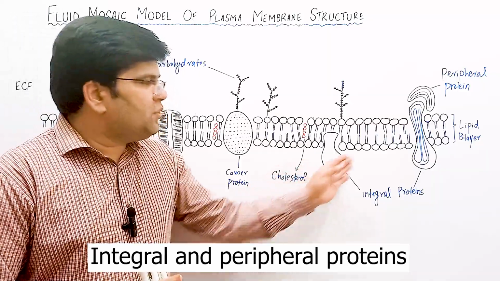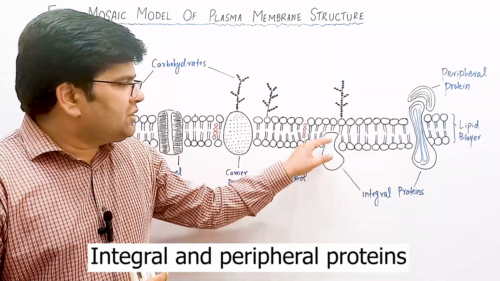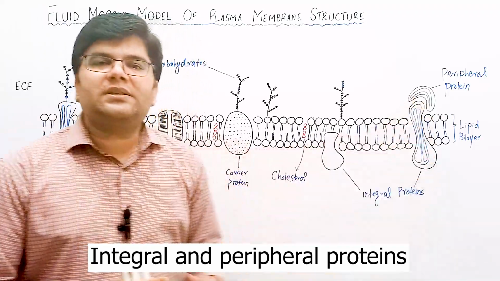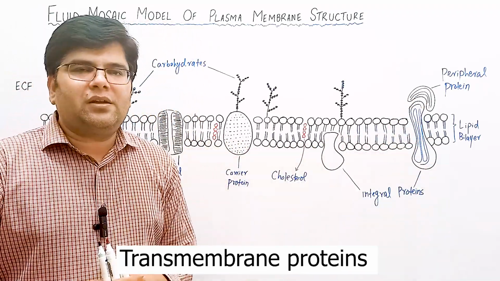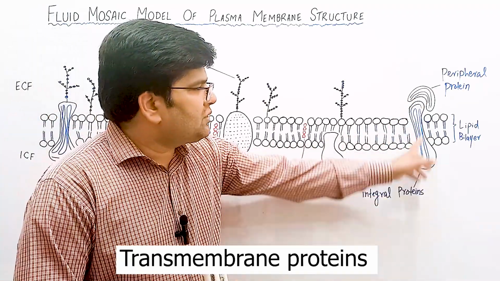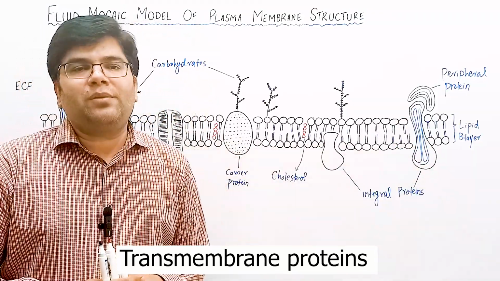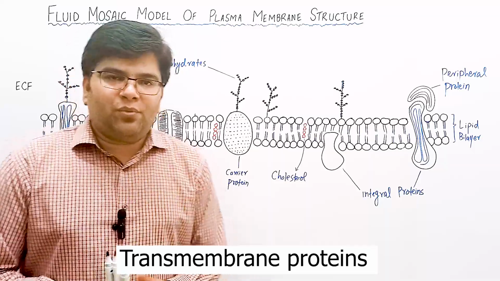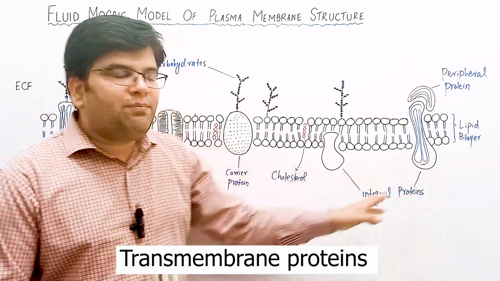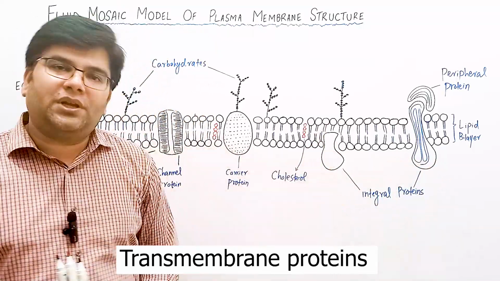Integral proteins are those proteins which are either partially or completely embedded in the cell membrane. Those integral proteins which completely pass through the lipid bilayer are called transmembrane proteins. Transmembrane proteins are more common as compared to partially embedded integral proteins.